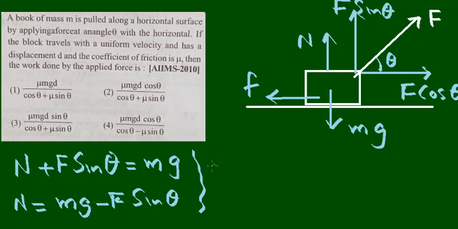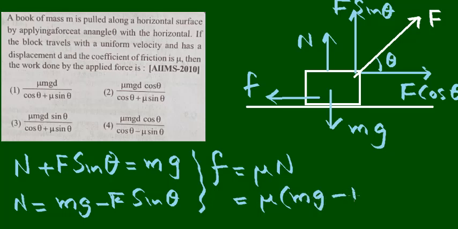Okay. Now what is the friction acting? The frictional force will be equal to mu times the normal reaction, and that will give you mu into the normal reaction, which is mg minus F sin theta. So we calculated the value of friction. Now from this friction we can calculate the applied force.